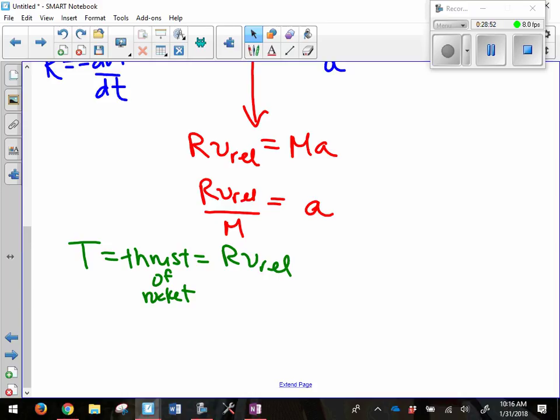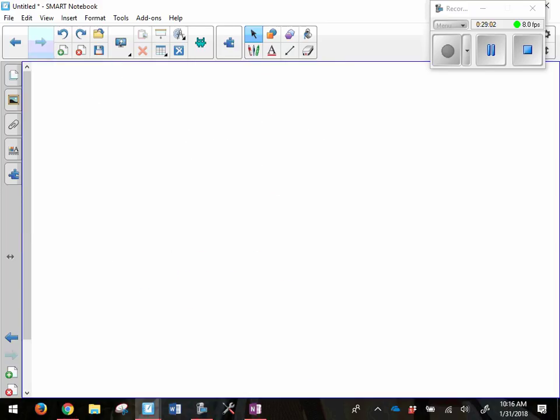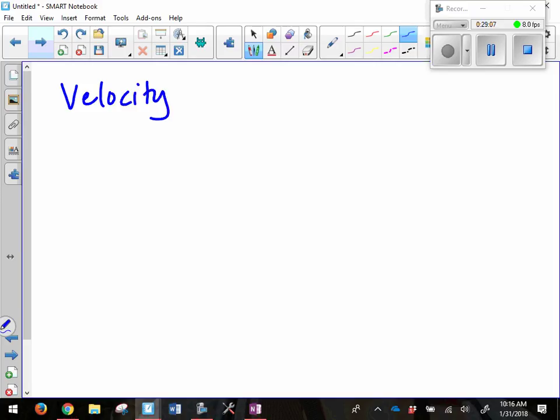Okay, we good? We got it? All right. So now let's find the velocity v of the rocket. So we're going to back up a couple steps to negative vrel dm is equal to mdv. Just a couple lines.